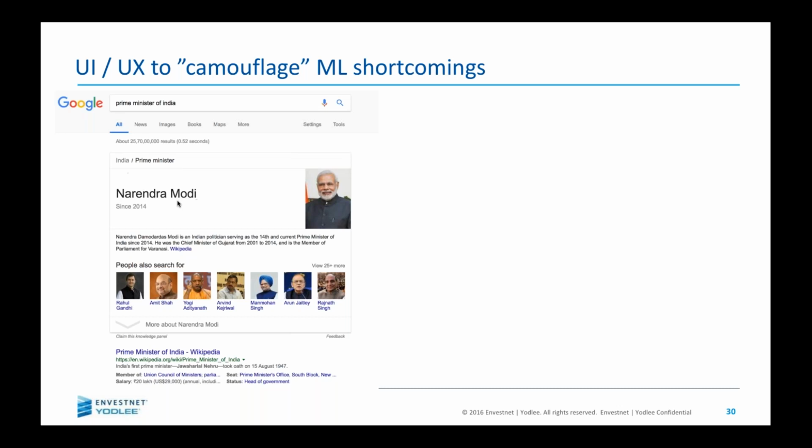So here I've searched for Prime Minister of India, and Google in this case is very confident of the answer. So it didn't even give me a link right away. It just gave me the answer, and turns out the answer is correct, right? And of course the first link is also correct, but the answer itself is correct. Google was confident, so it gave me the answer.